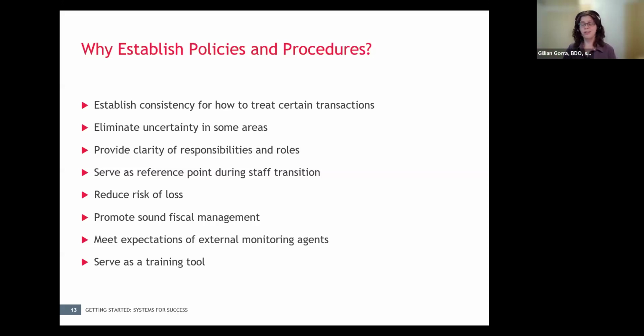Of course, we're reducing our risk of loss and promoting sound fiscal management. We're telling everyone in the organization and our stakeholders that this is important to us. We've taken the time to document our processes and we're following them. Sometimes you need policies and procedures to meet the expectations of external stakeholders. If you are thinking about having government funding for your work, it is often a requirement of the government to have written policies and procedures, and maybe some other funders as well. And as I mentioned, they could serve as a training tool.